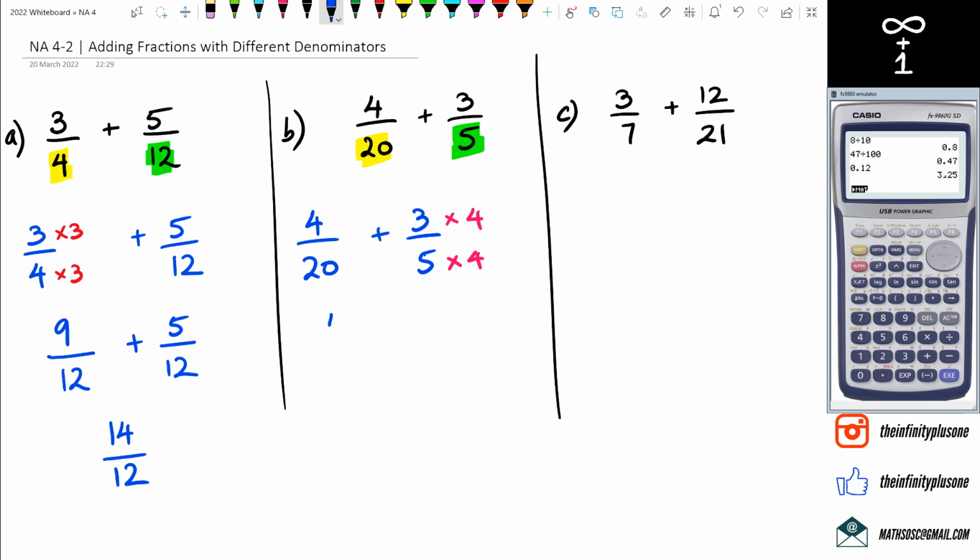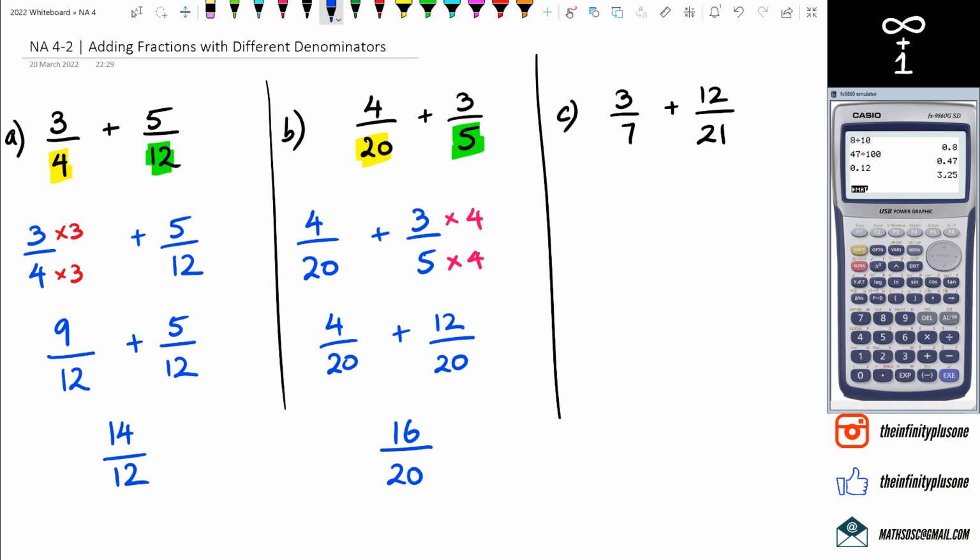All right, so let's wrap this up. So we've got 4 over 20 plus 3 times 4 is 12. 5 times 4 is 20. And now we've got these two denominators that are the same, which means we can put it together. And in the numerator, we've got 12 plus 4, which happens to be 16.